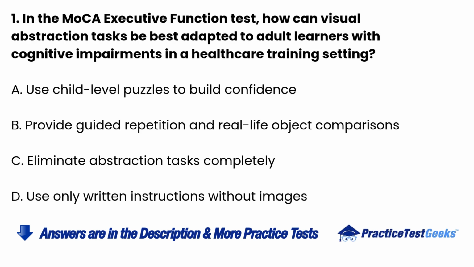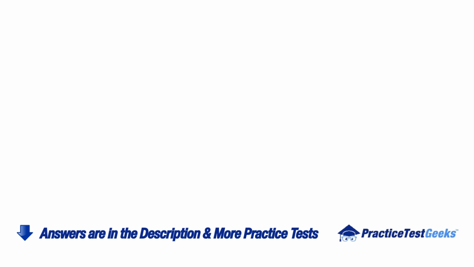1. In the MoCA Executive Function Test, how can visual abstraction tasks be best adapted to adult learners with cognitive impairments in a healthcare training setting? A. Use child-level puzzles to build confidence. B. Provide guided repetition and real-life object comparisons. C. Eliminate abstraction tasks completely. D. Use only written instructions without images.